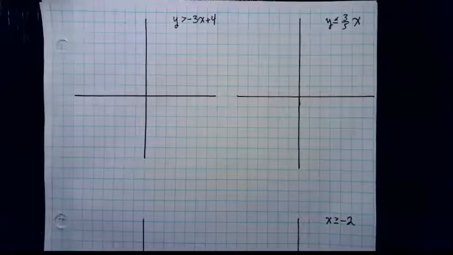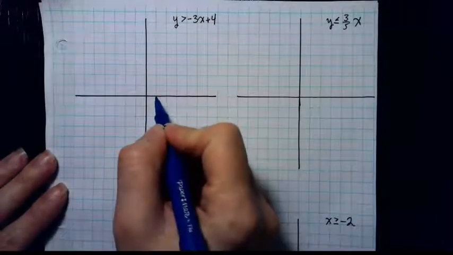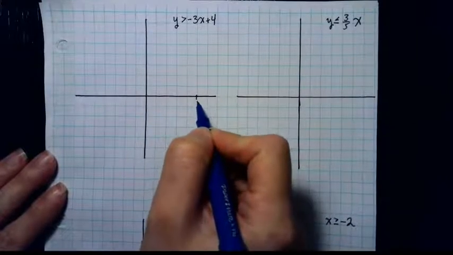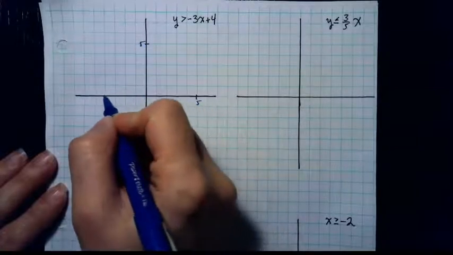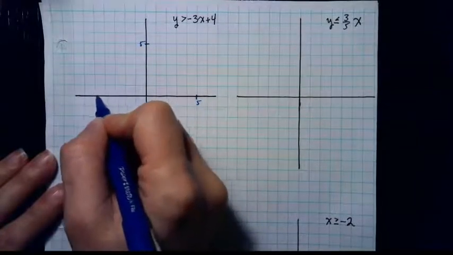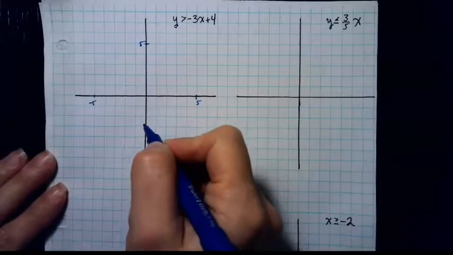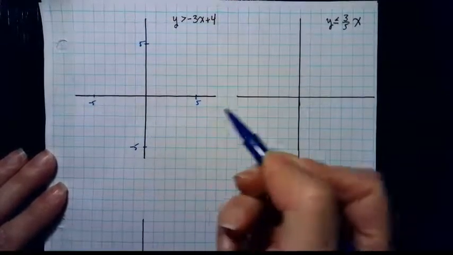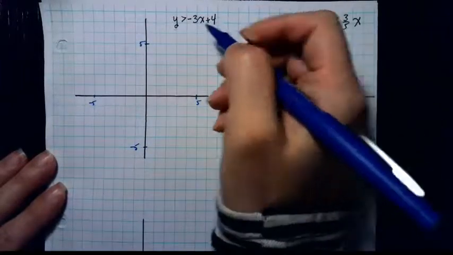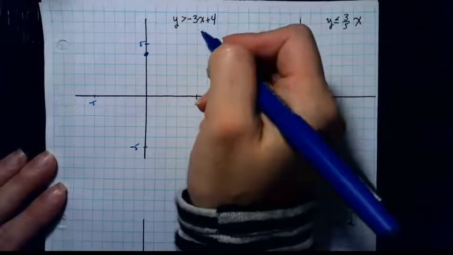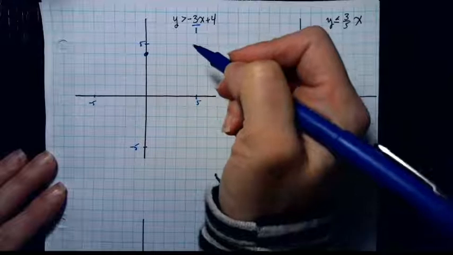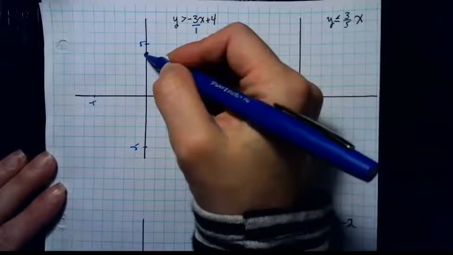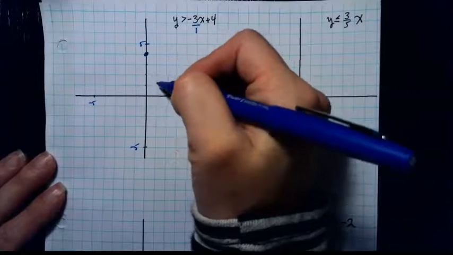And so I have my inequality written here. I'm just going to use a scale of 1, so I'll mark 1, 2, 3, 4, 5 in each direction. Okay, my y-intercept is at 4, so I'm plotting a point at 4. My slope is negative 3 over 1, so that means I'm going down 3 units and 1 to the right. So down from here, 1, 2, 3, 1 to the right.